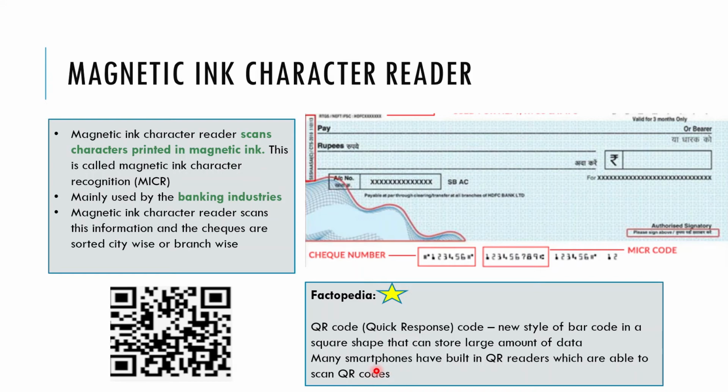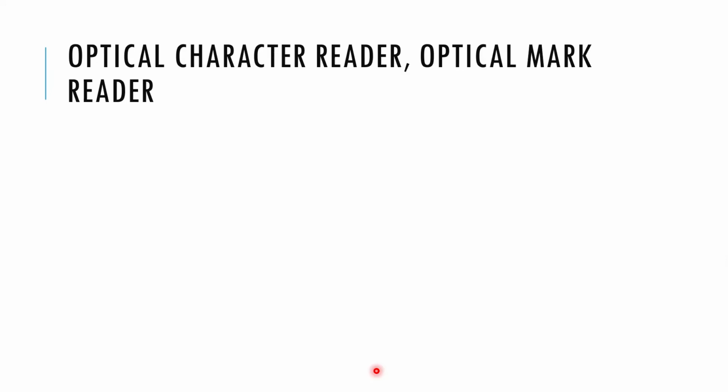So now let us take a look at optical character reader and optical mark reader. Optical character reader and optical mark reader, they both are optical recognition systems where a light beam is passed which scans the input data and converts it into a digital signal.